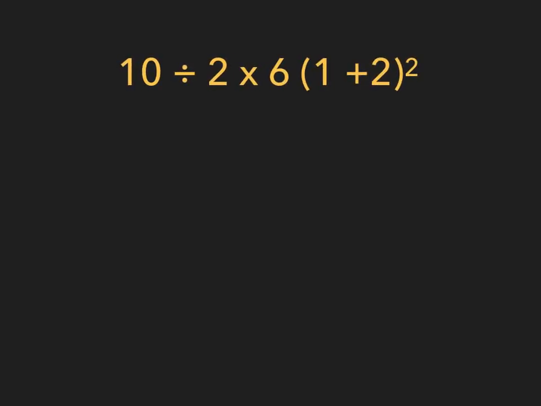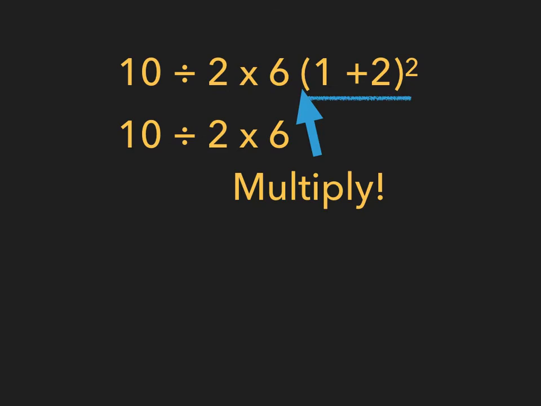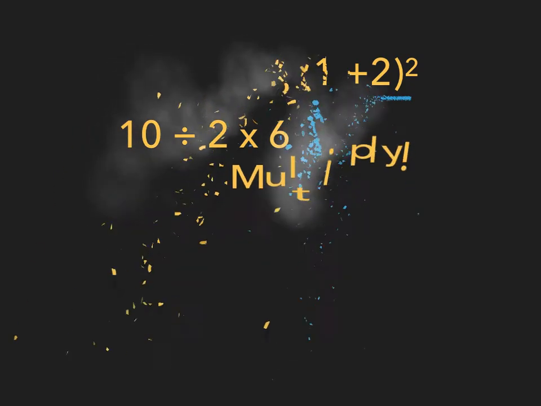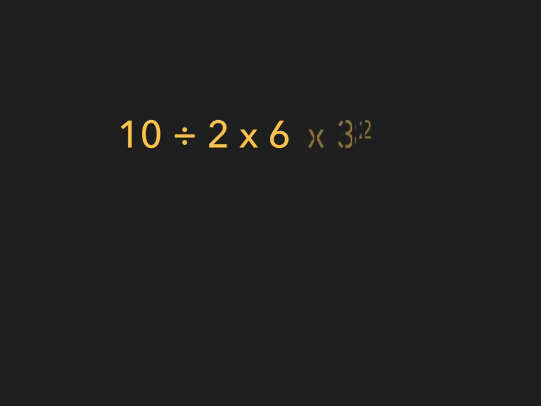Let's take a look at another example using division and multiplication. You'll see this is a very similar problem. I have 10 divided by 2 times 6, and within the parentheses I have 1 plus 2 squared. The very first thing I'm going to follow when following that PEMDAS is whatever is within the parentheses. Again, I have no operation in front of here, but it is assumed and it is known if you have a number immediately outside those parentheses, you're going to multiply whatever it is you solve within the parentheses by that number. So my problem now looks like 10 divided by 2 times 6 times 3 squared.